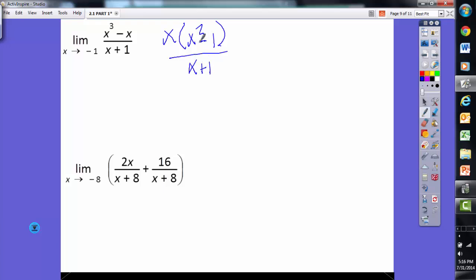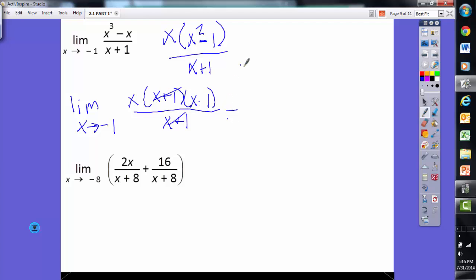Now that didn't help us at all because the bottom is still 0. So we have to keep going. And every time you write another step, you're supposed to write the limit as x approaches negative 1 of x. Hopefully you recognize that this is also the difference of perfect squares. And then these cancel. Now we can plug in negative 1. And we get negative 1 times negative 2 is positive 2.